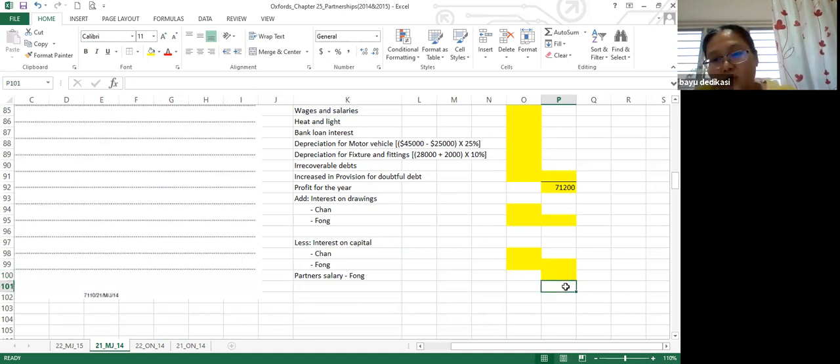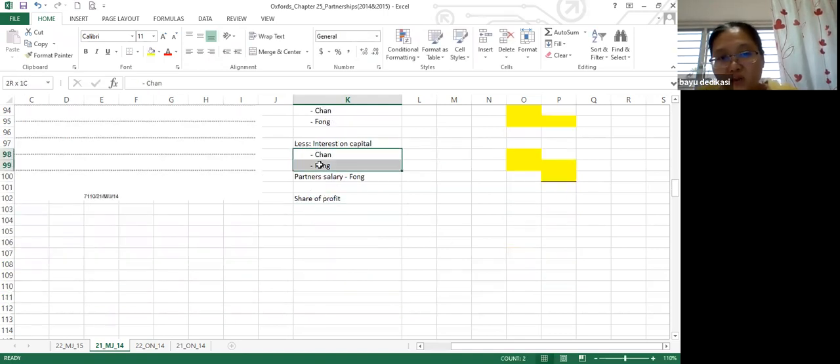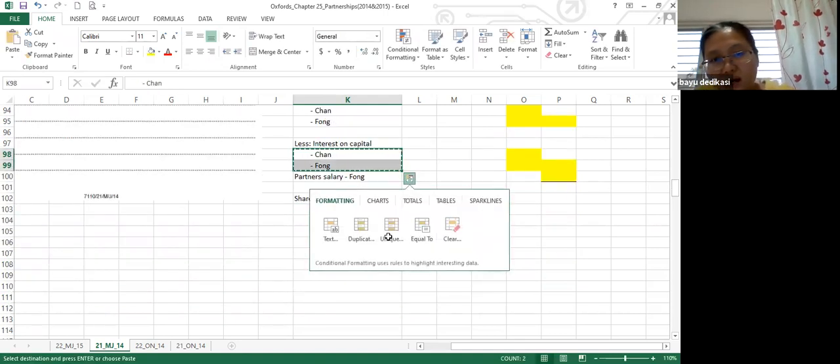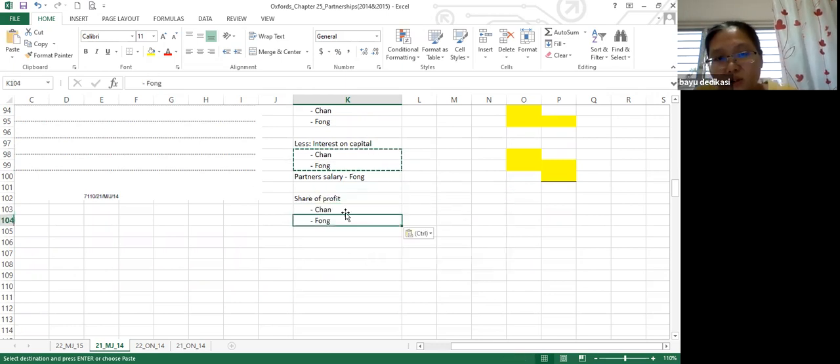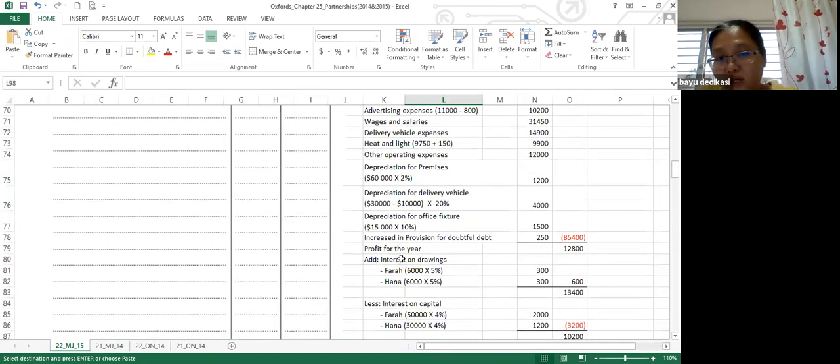So the next will be your share of the profit. Okay, so this is your share of profit. If you get positive, then it's a share of profit. If you get negative, it's a share of loss, depending on the situation. So your share of profit, based on the working, show your working, okay? Show your working, how you get for the Chan, how you get for the Feng. Because I think for the first question we do have the working in here.